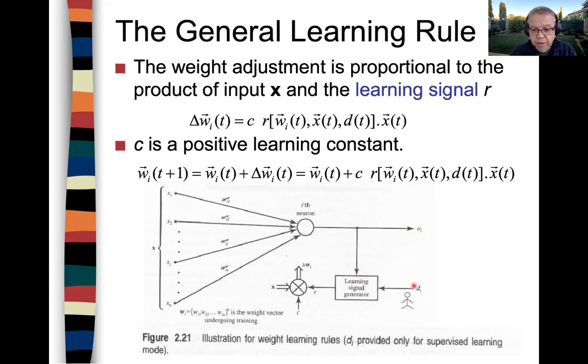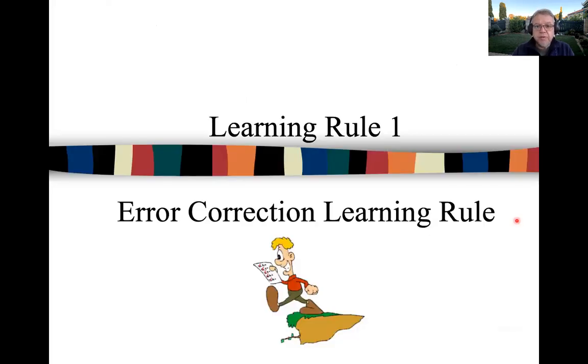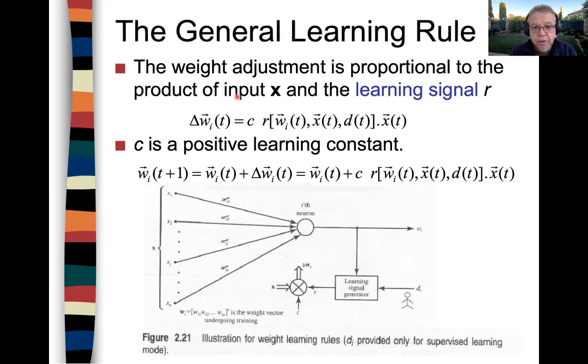This output is compared to the desired output for this node, DI, to give you the learning signal R. Therefore this learning signal is a function of the weights at time T, your input X of T at time T, and the desired output at time T. And WI, which is WI1, WI2, WIN transpose, is the weight vector undergoing training. This is the general formula that we're going to use.